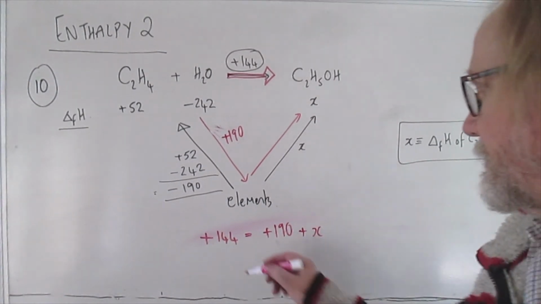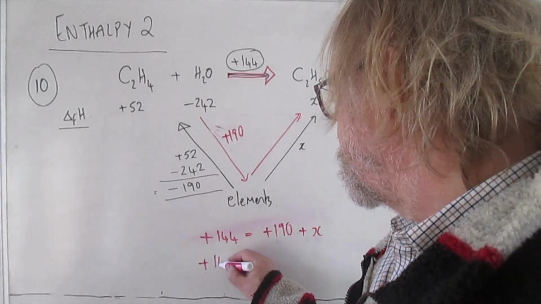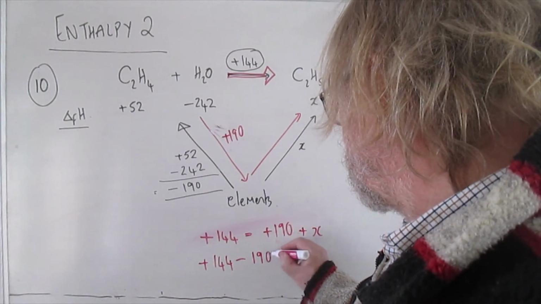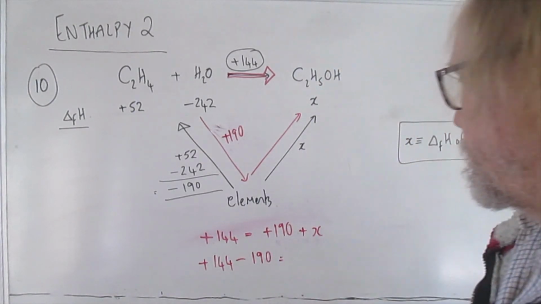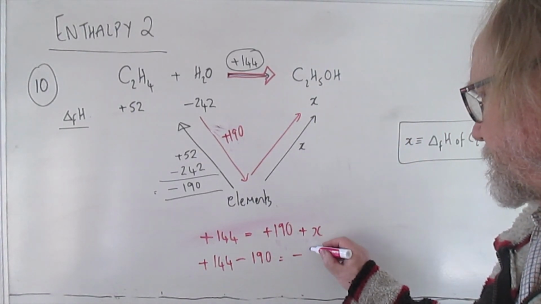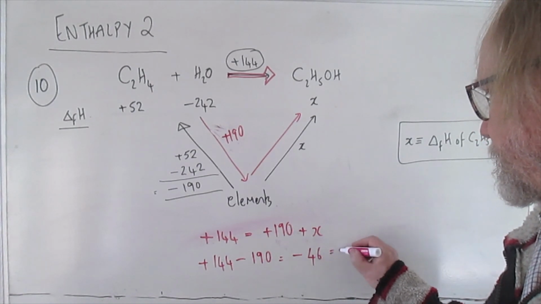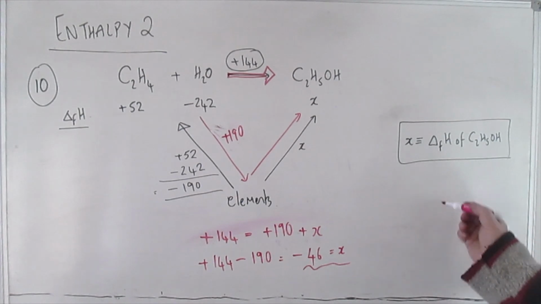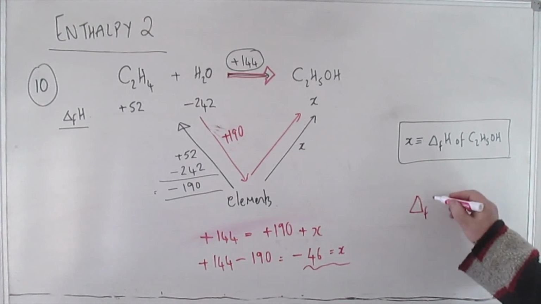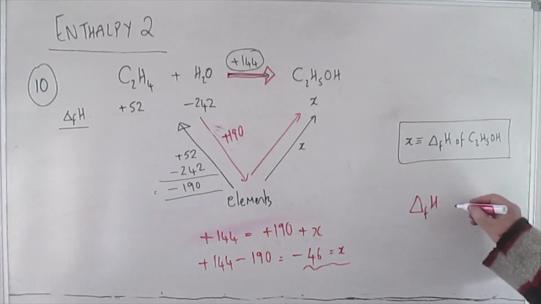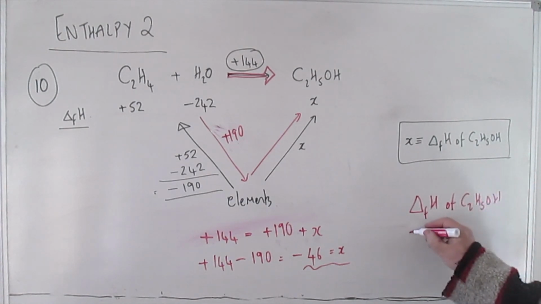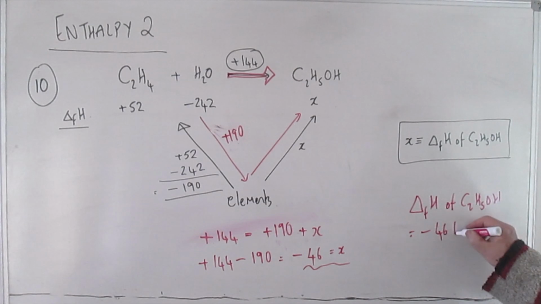So we get plus 144 minus 190, which is minus 46, is equal to X. Okay, so that's our answer. So therefore, delta fH, enthalpy change of formation of ethanol, is minus 46 kilojoules per mole.